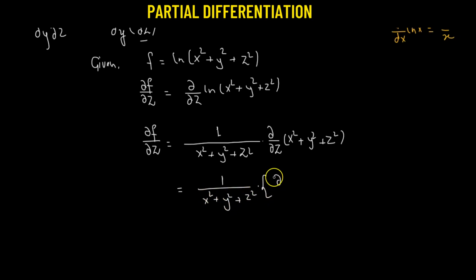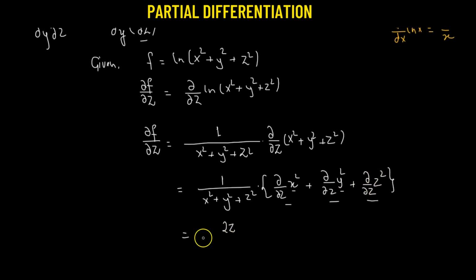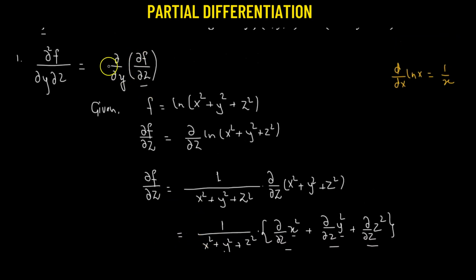So that means we now have 1 over x squared plus y squared plus z squared multiplied by partial with respect to z of x squared plus partial with respect to z of y squared plus partial with respect to z of z squared. Now whenever we're taking the partial derivative with respect to z, x and y will be treated as constants. So the derivative of these two terms will be 0. We'll be only left with the third, and the partial derivative of z squared will be simply 2z. So we have 2z divided by x squared plus y squared plus z squared. So this is the partial derivative of f with respect to z. Now whatever value we obtain, we'll again have to take the partial derivative with respect to y. So let's do that.